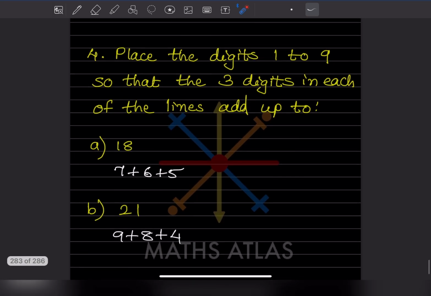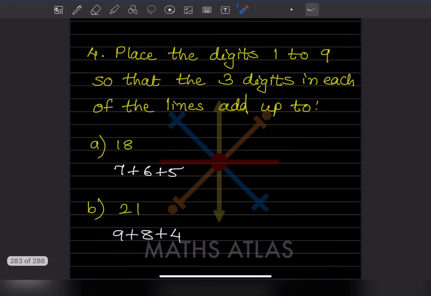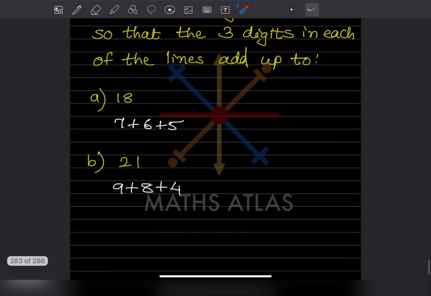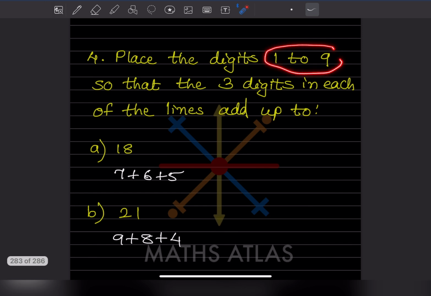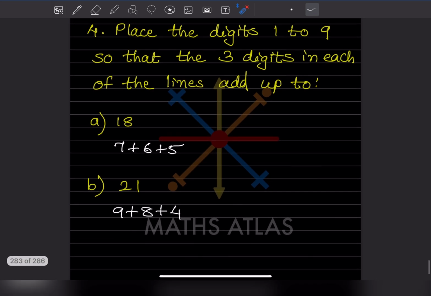Place the digits 1 to 9 so that the 3 digits in each of the lines add up to 18. So from these we have to take 3 digits, and when you add all, it should be 18. If we take 7 plus 6 plus 5, when you add these 3, it is going to be 18. In this other one, when you add, it should be 21. The numbers should be between 1 and 9. So if we take 9 plus 8 plus 4, when you add all these, that is going to be 21.